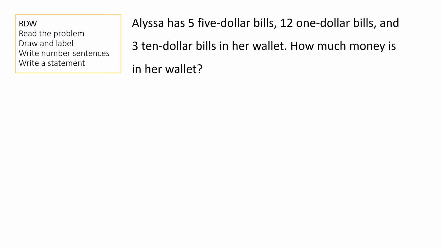We are going to continue using the RDW strategy, where we read the problem, draw and label, write number sentences, and write a statement. Let's look at this first problem. Alyssa has 5 $5 bills, 12 $1 bills, and 3 $10 bills in her wallet. How much money is in her wallet? Pause the video and start drawing and labeling a picture or diagram to represent this problem.